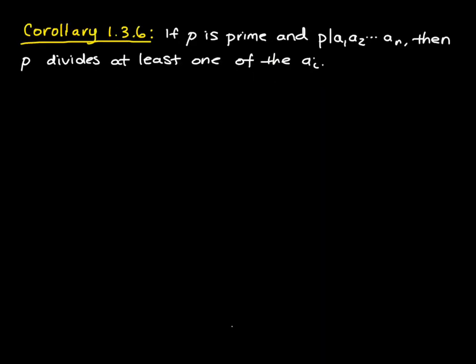Okay, so let's consider another property of prime numbers. So here in Corollary 1.3.6, we had that if P divides the product of n numbers, then it has to divide at least one of them. And so let's prove this corollary.